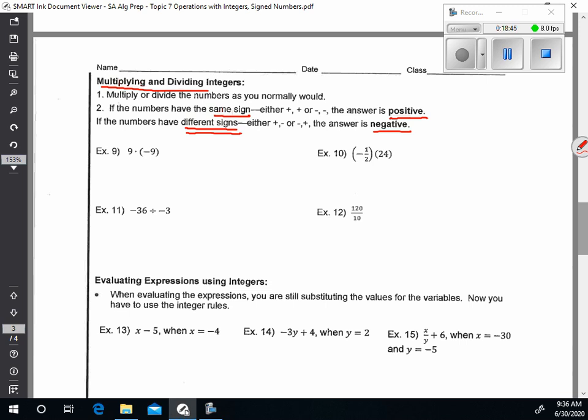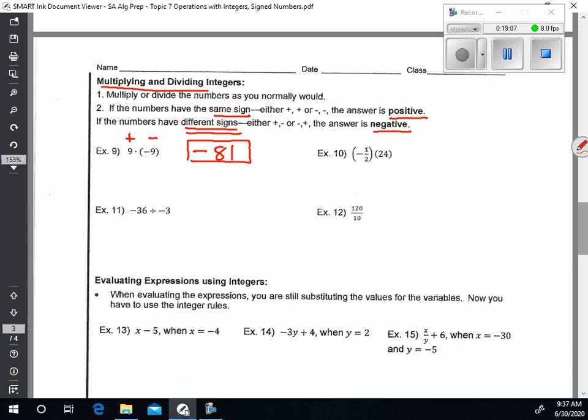So, example 9, you have +9 times -9. So that's a positive times a negative. So the answer is gonna be negative. Now all you have to do is just worry about multiplying. 9 times 9 is 81. That's it, problem's over.